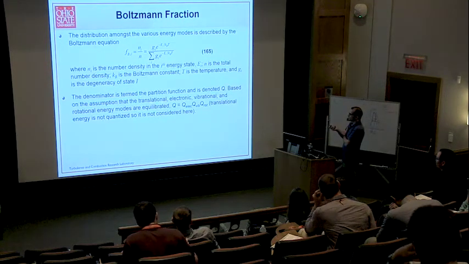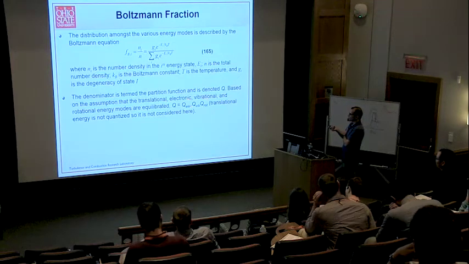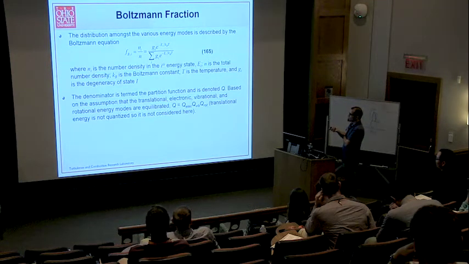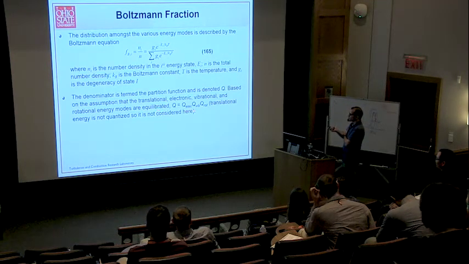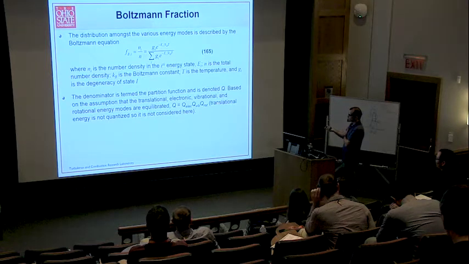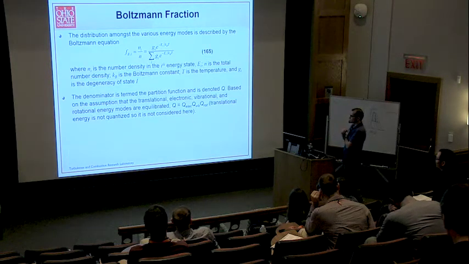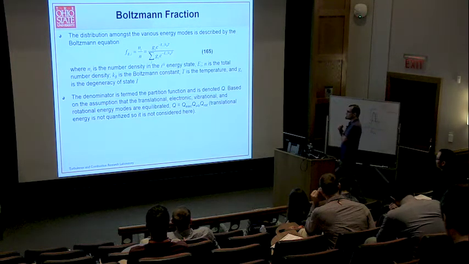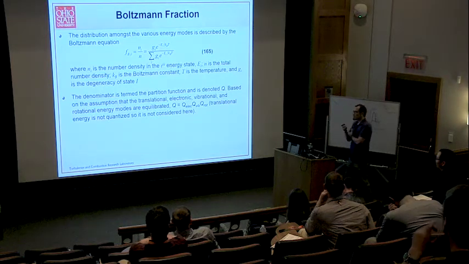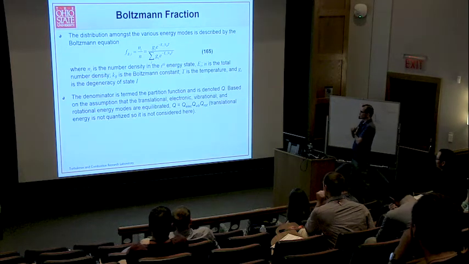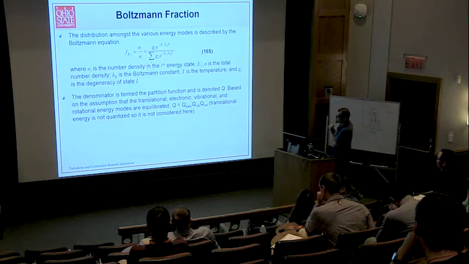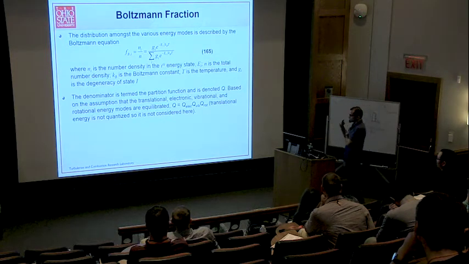Now, based on the assumption that the translational, electronic, vibrational, and rotational modes are all equilibrated, our total partition function can be written as the product of the electronic, vibrational, and rotational partition functions. We leave out translational energy because it's not quantized, unless you consider a really small box. That's kind of like a theoretical physicist type issue. If you get a really tiny box, you can say translational energy is quantized.